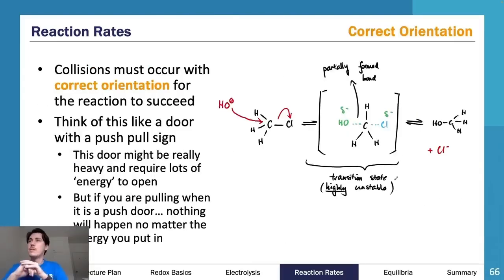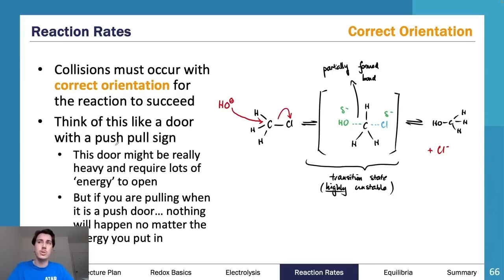Collisions must occur with correct orientation is the second idea. First of all, you need enough energy, and if there's not enough energy, it doesn't matter if it's the correct orientation or not. So let's say we've got enough energy. Now we need to hit this in the correct orientation. It's like pieces of Lego. They have to go one on top of the other. You can't put backs on backs, ends on ends. They're not going to go together. It's the same with chemistry. You need the correct things locking onto each other for a reaction to occur. So collisions must occur with correct orientation for the reaction to succeed or be fruitful.